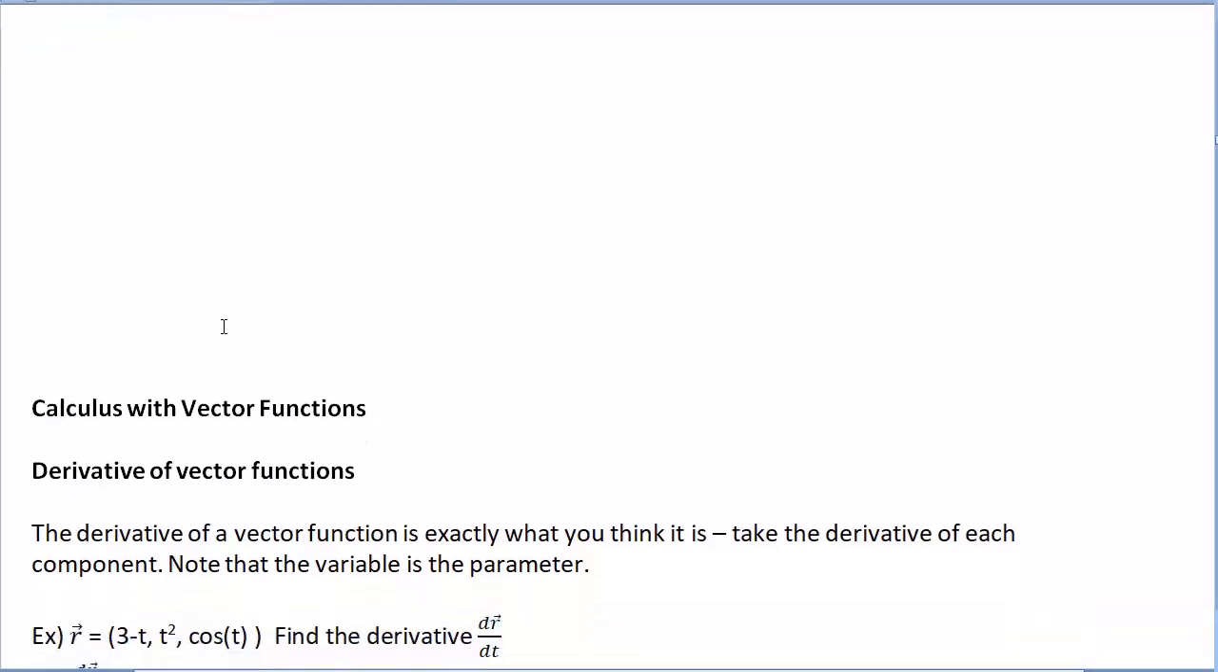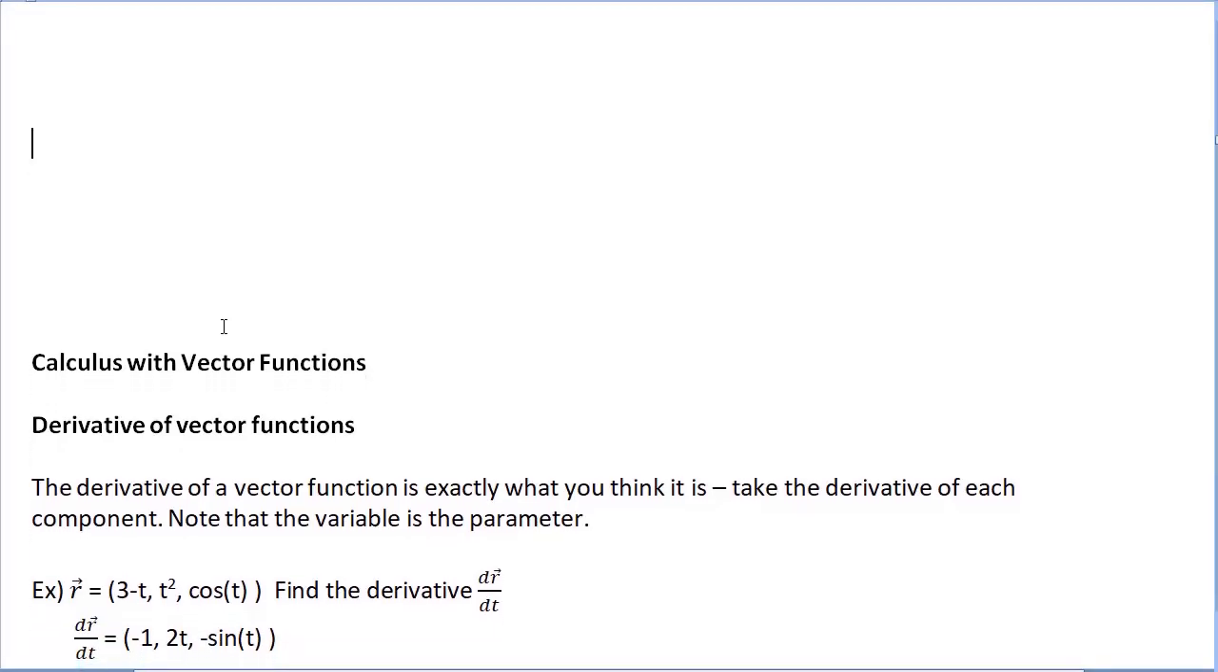So let's take a look at a problem. Suppose you've got the vector function r equals 3 minus t, comma, t squared, comma, cos t. Let's find the derivative dr dt. Well, dr dt is just take the derivative in each component. So you get negative 1, comma, 2t, comma, negative sine t. Okay, so this is pretty straightforward.